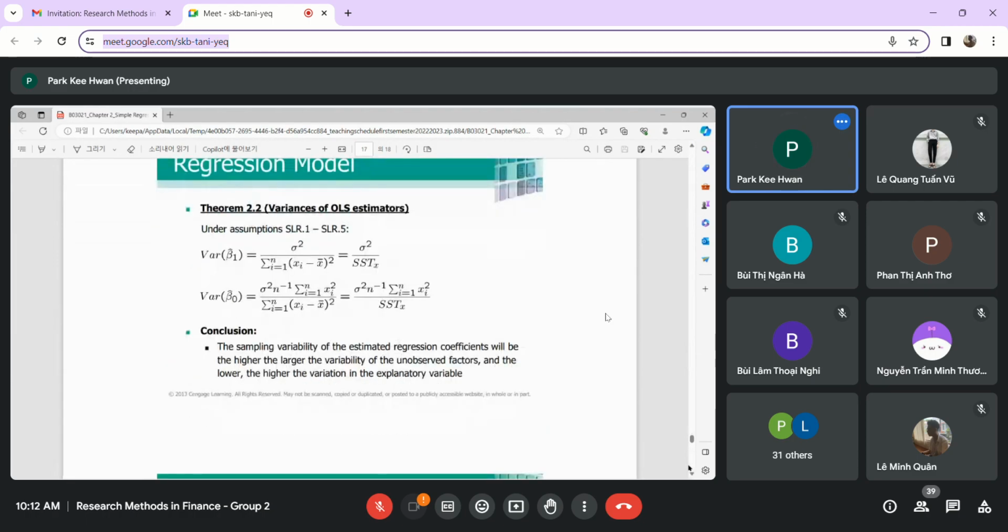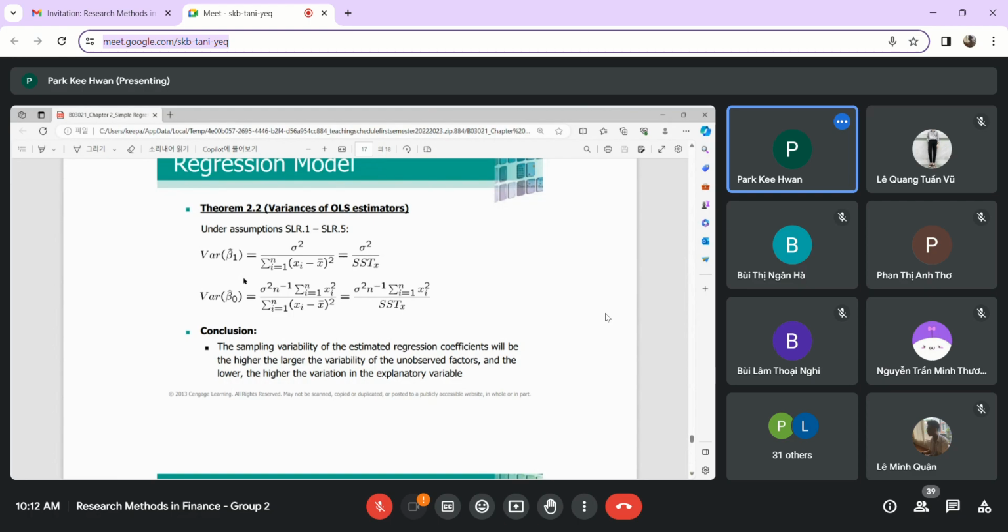All right, now, given assumption 5, which is the homoscedasticity of the error, we can derive the expression for the variance of the OLS estimator. We are not going to derive this one in class, as it is a more difficult part. I just want to show the expression for the variance of the OLS estimator.